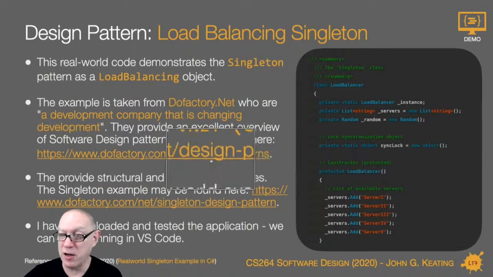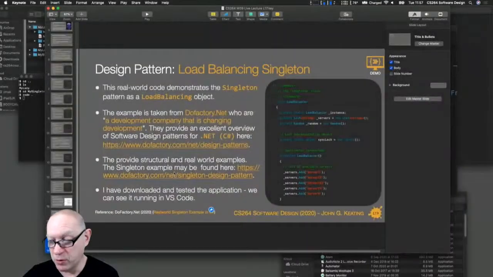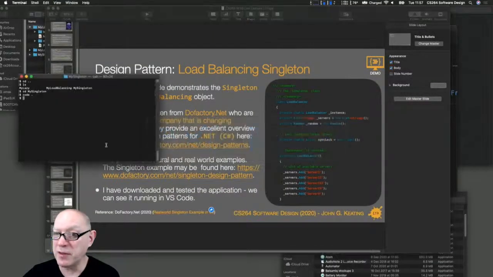The link is here, and what's nice is they provide both structural and real-world examples. The singleton example is at this link. Click through and you'll find it. I've downloaded it and tested the application, and we can see it running in VS Code. It works really well. In fact, it gives you 2 examples for the singleton. I think I did both. And really, it implements a factory.